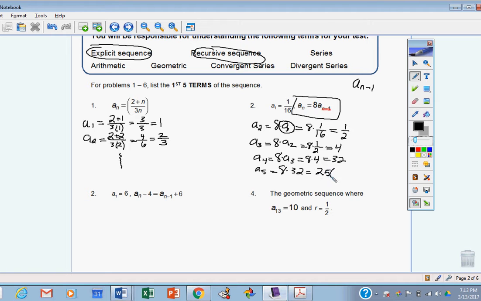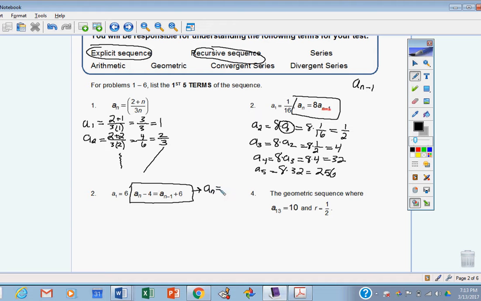256. There. All right. So that's how we do those recursive sequences. They're a little goofy. Like, look at this one. This one right here has the first term, but it has this formula. Okay, well, you can follow this formula. It's just fine like that. I think it might be a little bit easier to think about the formula like this.